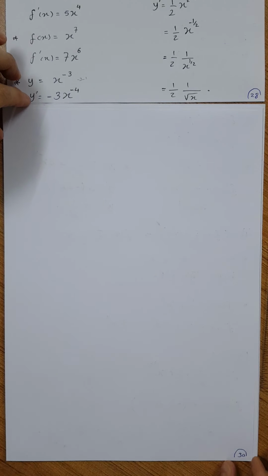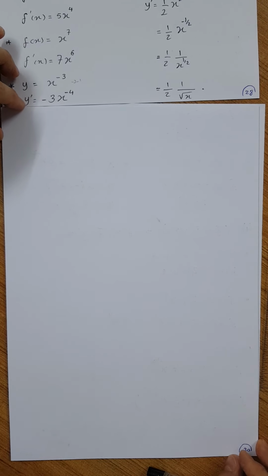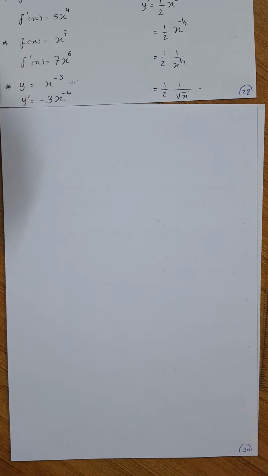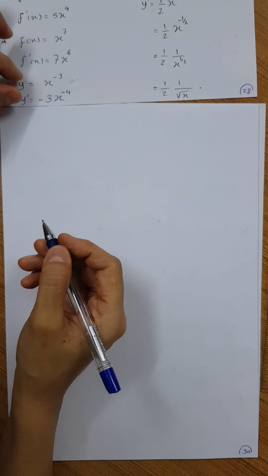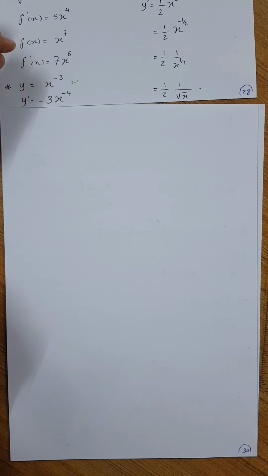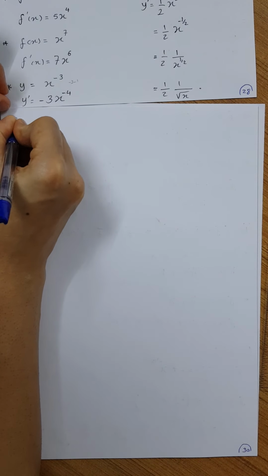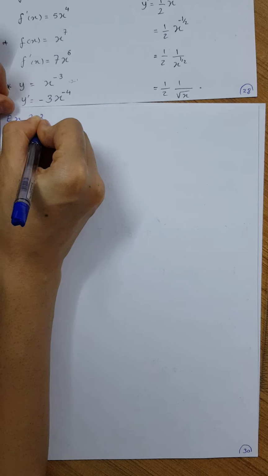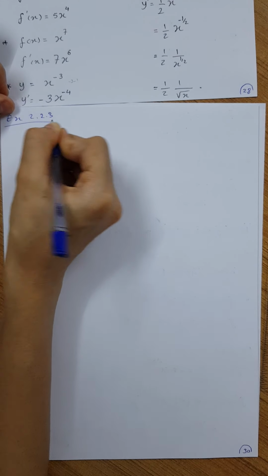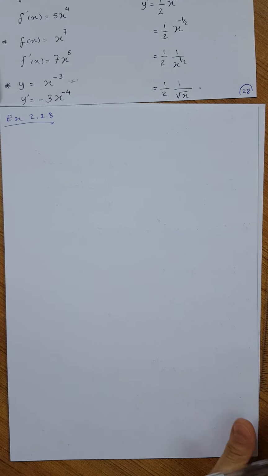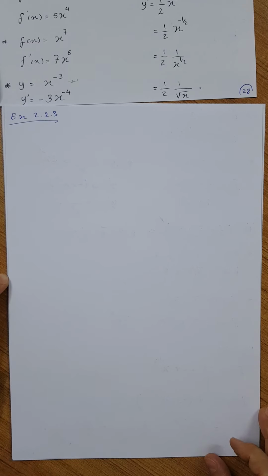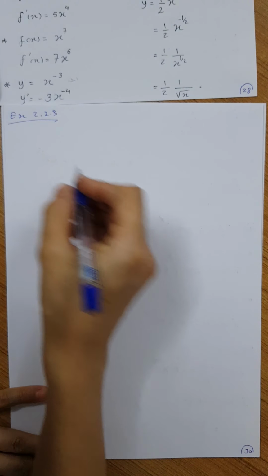Another example is here. Let me move from example 2.2.2 to example 2.2.3. Okay, that one is more logical, and of course the same way of solving. Differentiate the polynomial, it says.